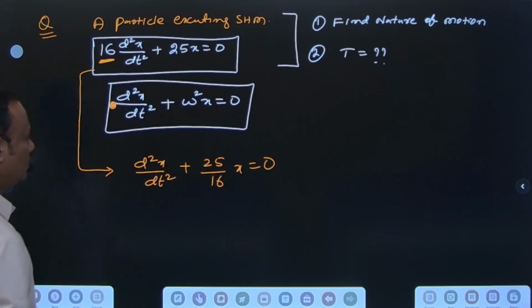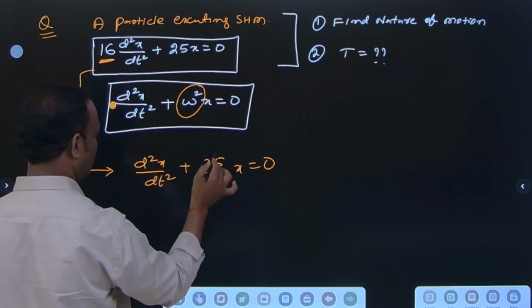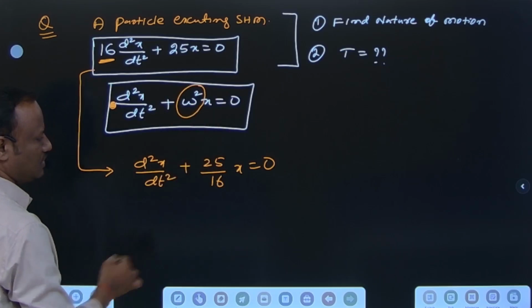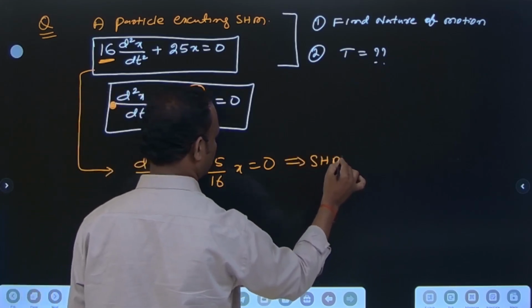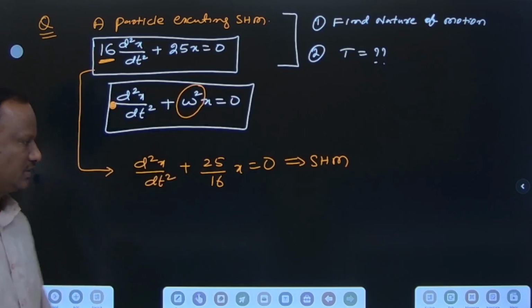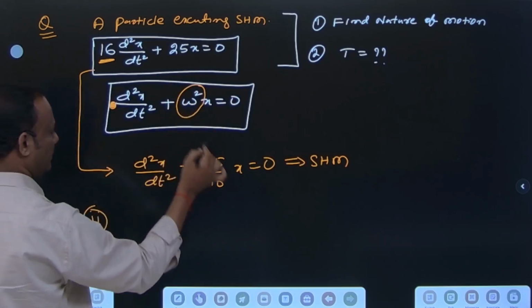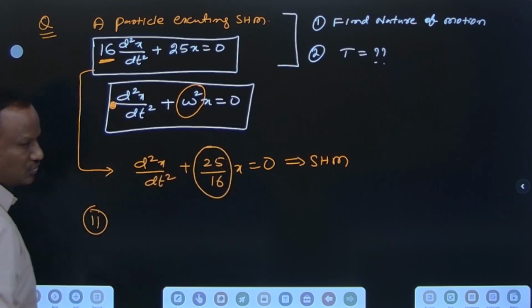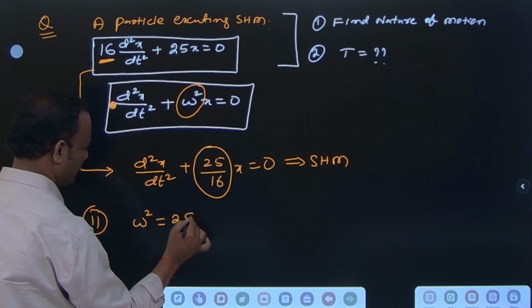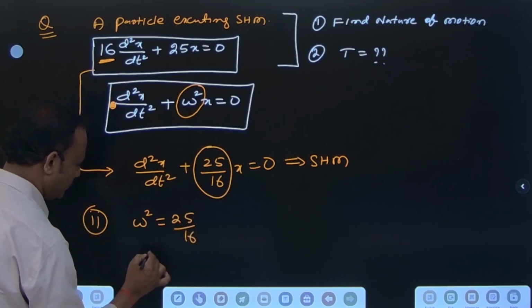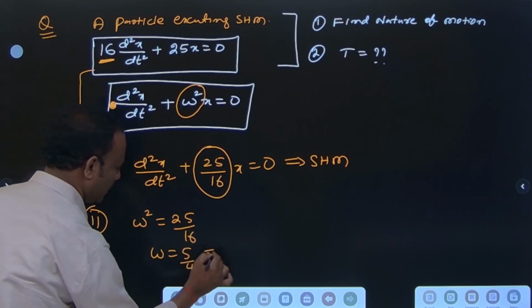Correct? So now what is omega square? First of all, what is the nature of this one? It's SHM. Correct? Next, for the second one, what is this omega square? Omega square is equal to 25 by 16. Omega is equal to 5 by 4.